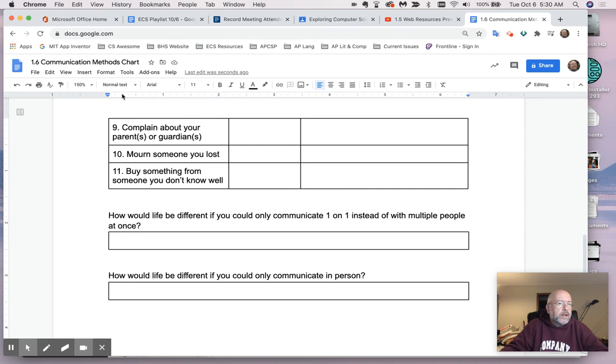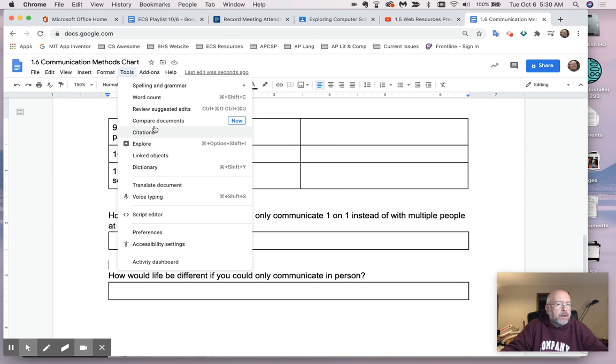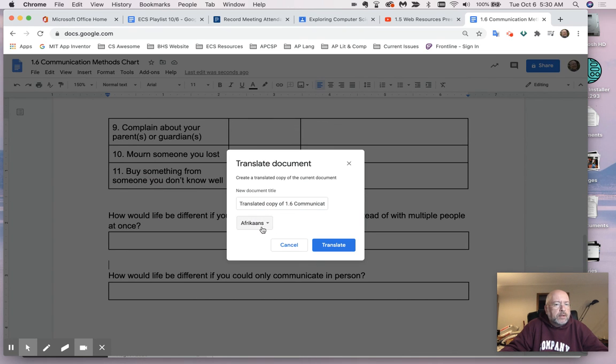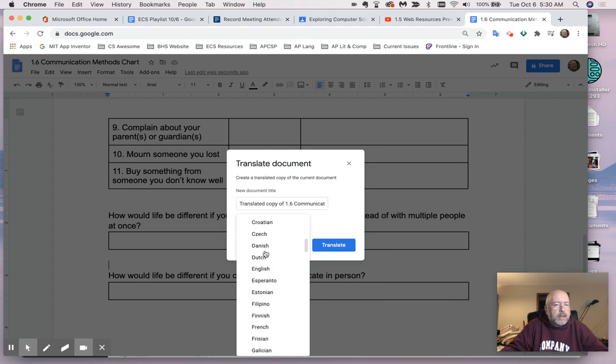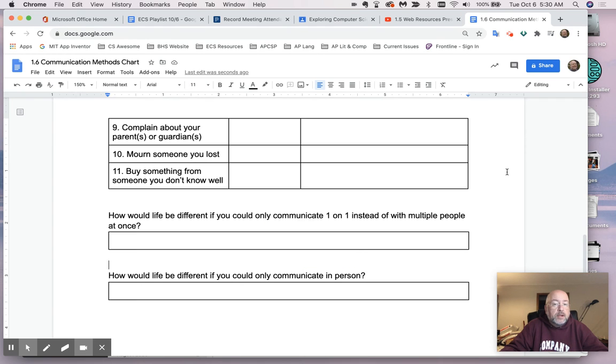Remember, if you need to translate a document, go right up here, click Translate Document right in here, and that will give you a translated version in any of these languages. Just make sure that if you use a translated document, that you then submit the translated document. I can translate it back to English and take a look at what you did.